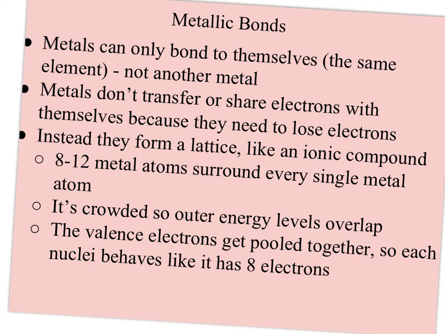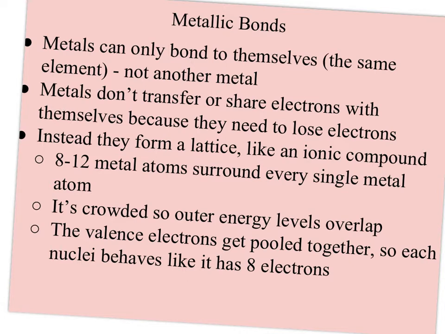Welcome. This video is going to look at the idea of metallic bonds, and this is found in your book in Chapter 7, Section 4. So metallic bonds occur because metals can only bond to themselves, not with another metal. They can bond to nonmetals and form ionic compounds like we've been talking about, but otherwise they bond with themselves.